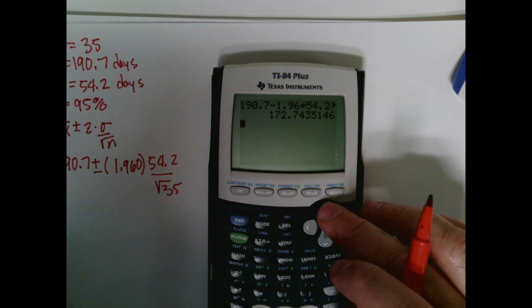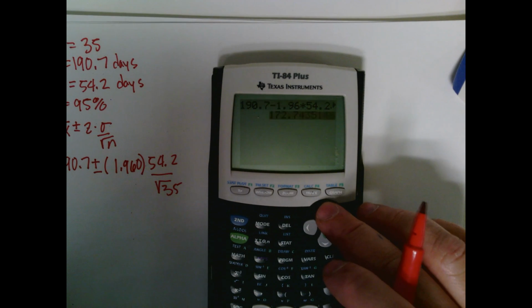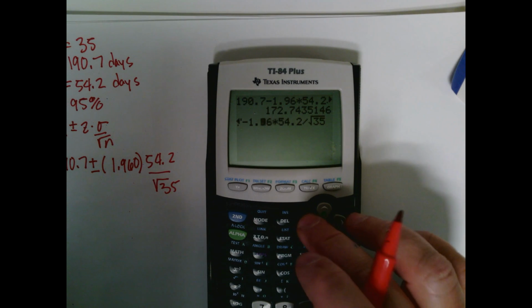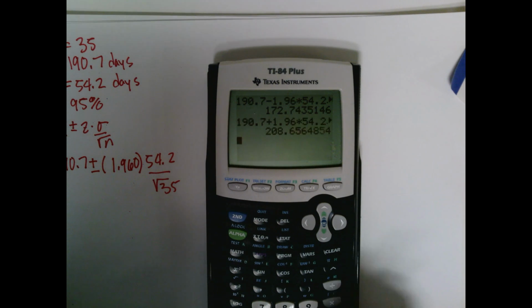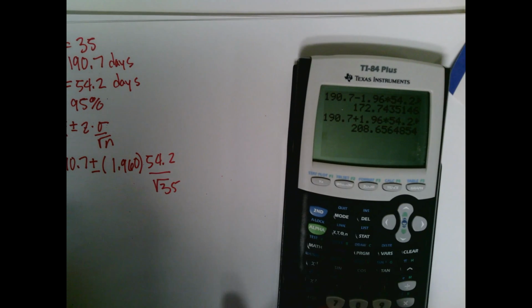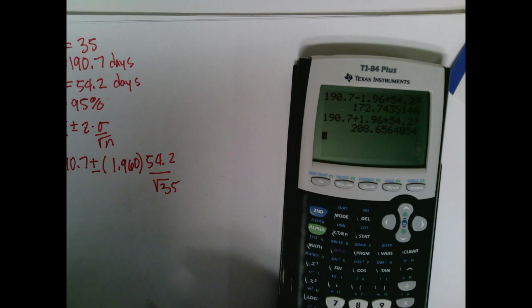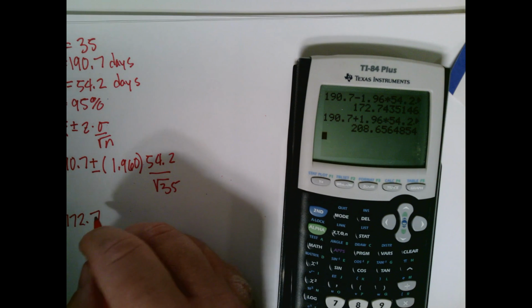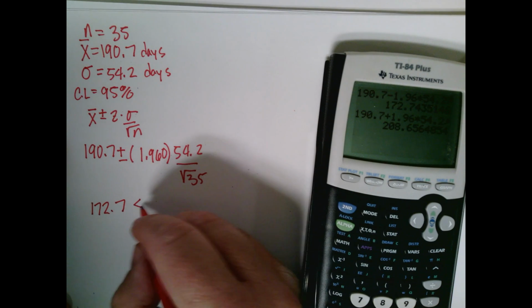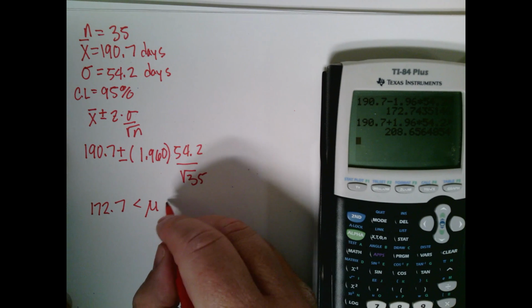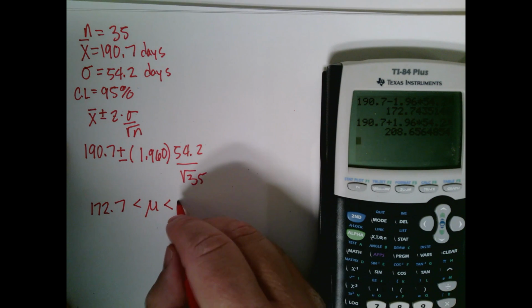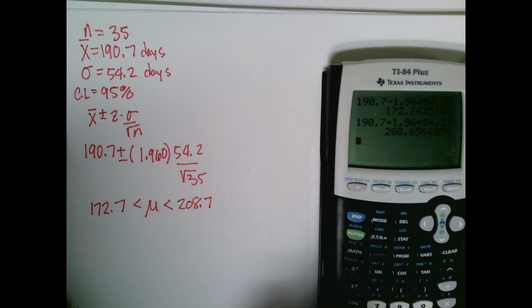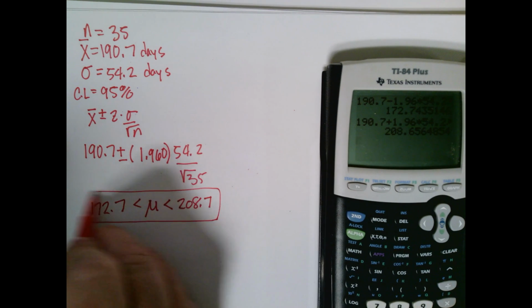So now everything stays the same except the minus. All I have to do is go back up, highlight this, change the minus to a plus, and hit enter. I'm going to round the lower one down since my data was one decimal. So I have 172.7 less than mu, because that's the thing we're estimating, and it's less than 208.7. And I have my confidence interval of the mean.